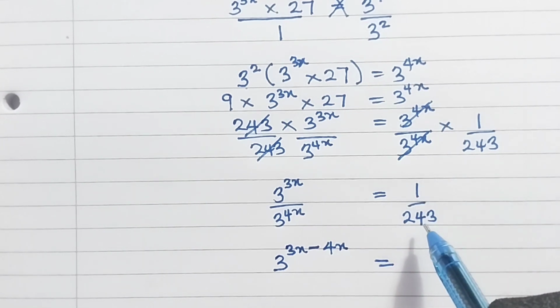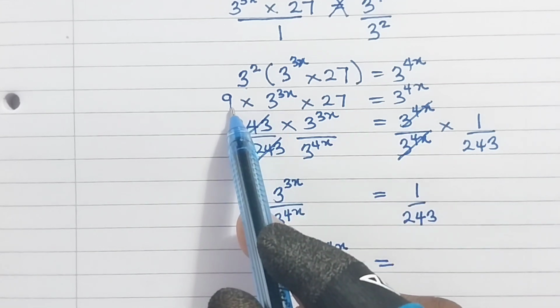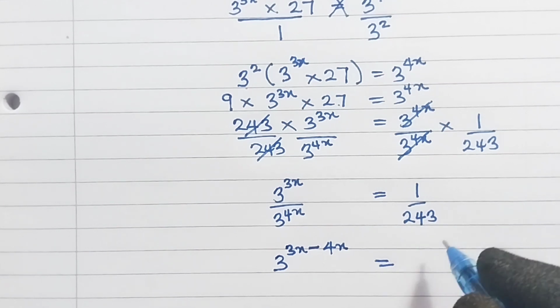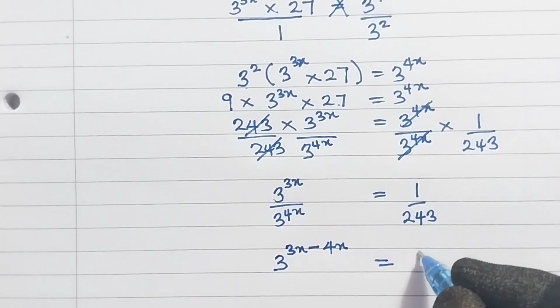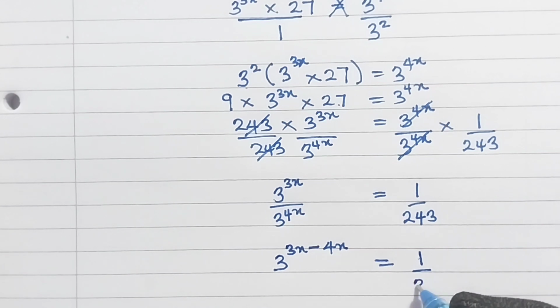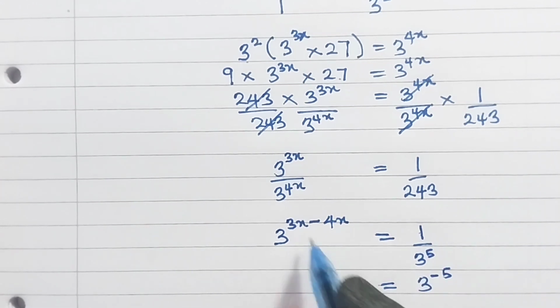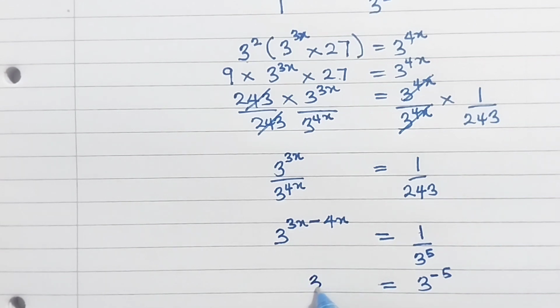243 is the same thing as, this is 3 raised to power 2, this is 3 raised to power 3, that's 3 raised to power 5. So this is 1 over 3 raised to power 5. 1 over 3 raised to power 5 can also be written as 3 raised to power minus 5. Okay, so this is the same thing as 3 raised to power minus x, since 3x minus 4x is minus x.